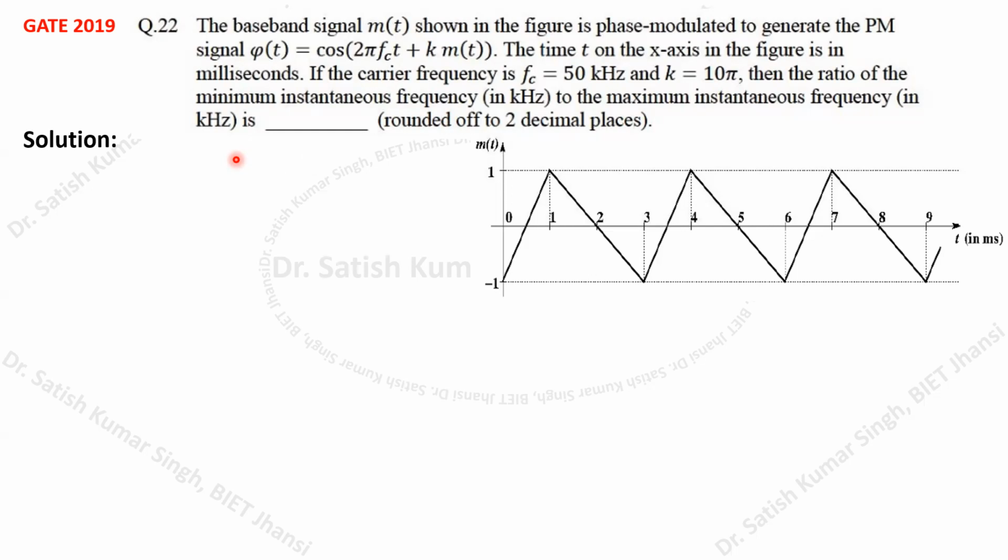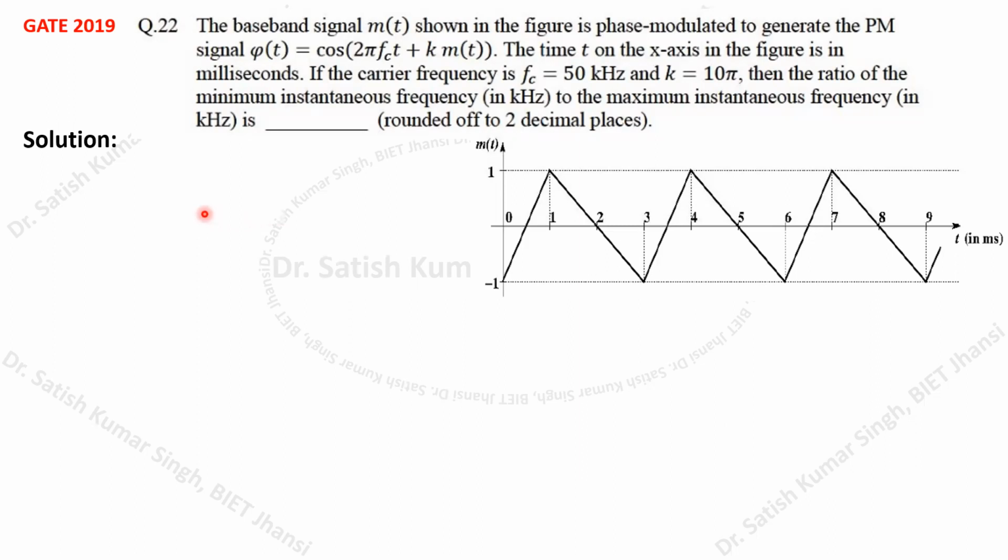Here is the message signal given in the problem, and the time axis t is given in milliseconds. It will be used for generating this particular phase modulated signal phi(t) equals cos(2 pi fc t plus k m(t)). Now we have to find out the minimum instantaneous frequency and the maximum instantaneous frequency first.